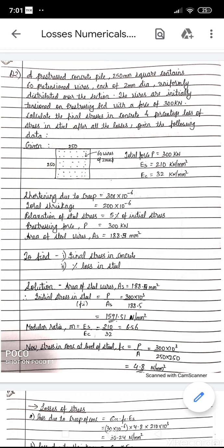So let us see what is given in the question. It is given that it's a 250 mm square pile. I've just drawn that cross section, and it contains 60 pre-tensioned wires. You can see that it is throughout the pile.